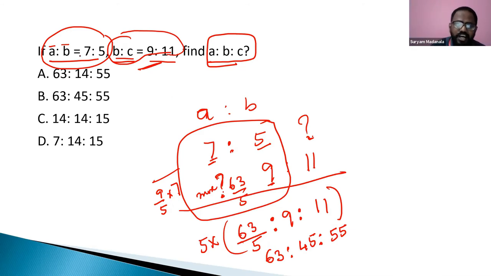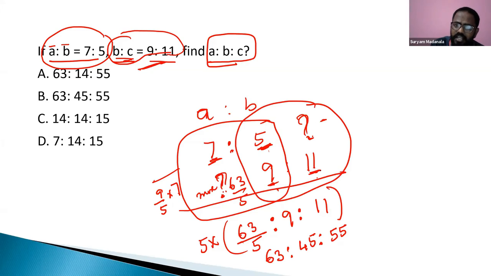I repeat the explanation. I have just jotted down what is given to me, 7:5. Below 5, I see that B to C is 9:11. Either you fill this one or you fill this one; still, the answer will be the same. If you want to check, I will fill this one now. 9 parts makes you 11. 5 parts makes you how much? More than 11 or less than 11? Again, cow. Less than 11. So we get our fraction as 5 by 9, the lesser value: 5 by 9 into 11.